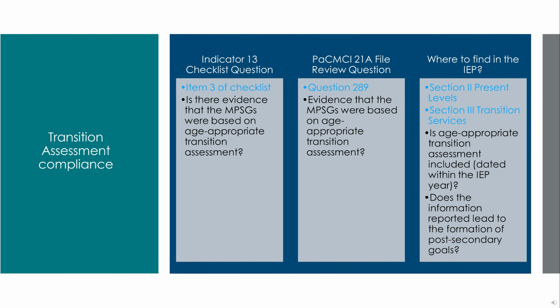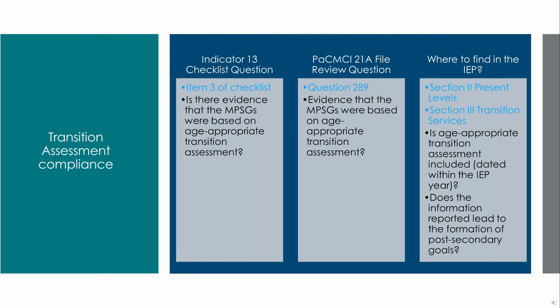These areas of transition compliance are reviewed through the Indicator 13 checklist, Item 3, where the IEP must show evidence that the measurable post-secondary goals for education and/or training, employment, and independent living were based on age-appropriate transition assessments. In addition, when your school was going through the Compliance Monitoring Continuous Improvement File Review, Section 21A on Transition, Question 289 specifically looks for evidence that the measurable post-secondary goals were based on age-appropriate transition assessments.